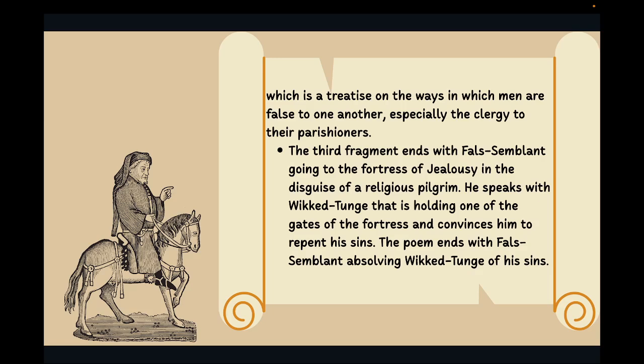Now, the third fragment deals with False Semblant going to the fortress of Jealousy in the disguise of a religious pilgrim. He speaks with Wicked Tongue, who is holding one of the gates of the fortress, and convinces him to repent of his sins. The poem ends with False Semblant absolving Wicked Tongue of his sins.